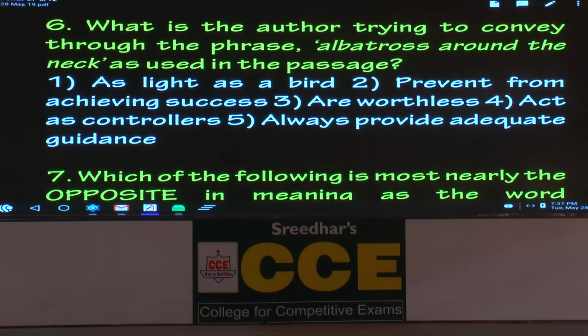Now in a passage, usually 1 or 2 questions are difficult. Still, in the paper you have 7 questions. So why should you get worried? Do you understand what I say? So that should not knock you off.